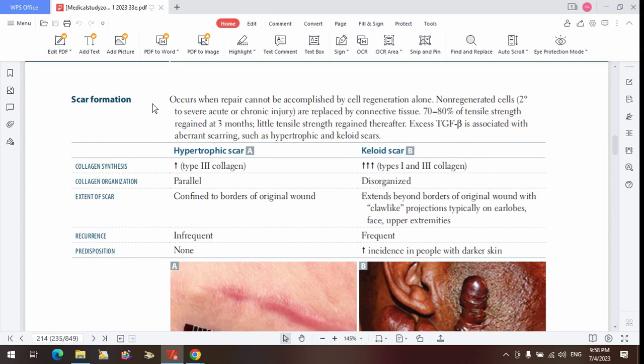So scar formation typically occurs in cells that are not capable of repairing that injury by regenerating alone. So it typically occurs when that injury is very extensive, that even if the cells are capable of regenerating, it's too big for them to handle. They might want to form little scar. Or injury is happening in a tissue that cannot even regenerate.